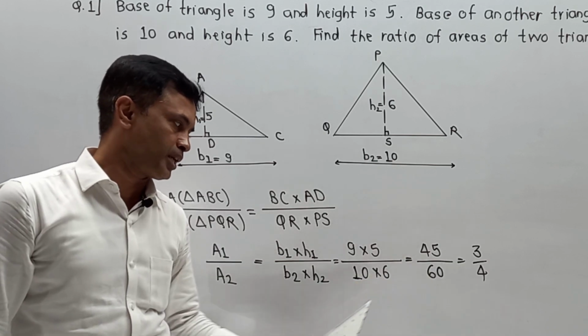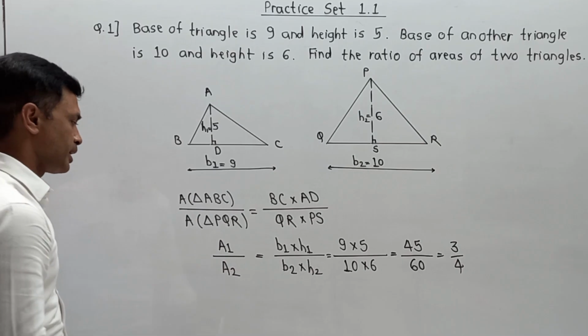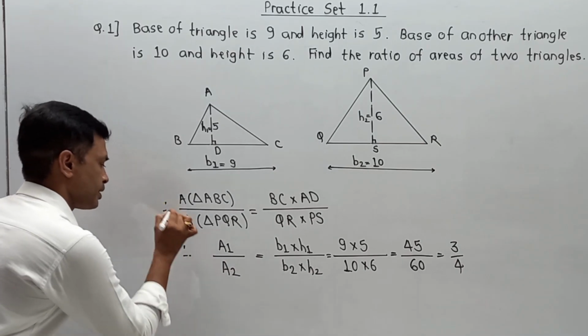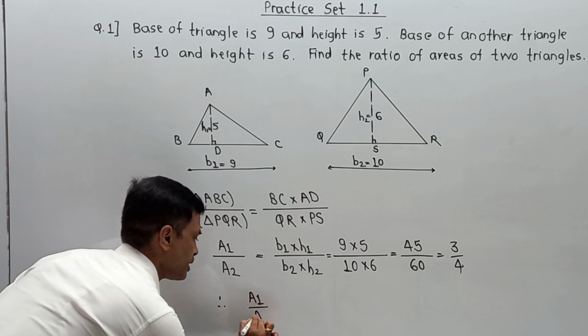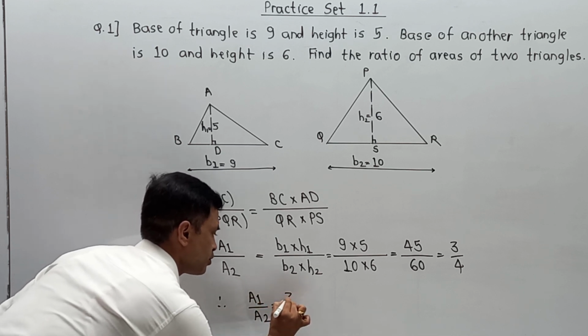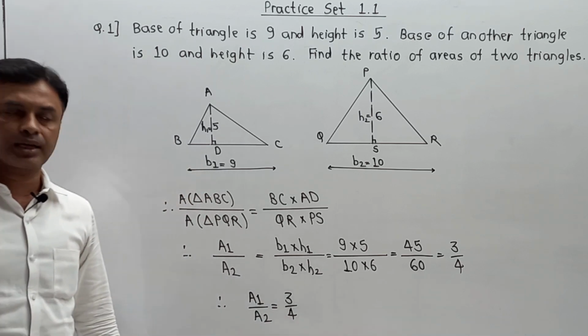Again 3 into 1 is 3, and 2 into 2 is 4. That answer will remain the same. So we are getting one part over here: area of first triangle upon area of second triangle is equal to 3:4. And this is the ratio that they are expecting in the calculation.